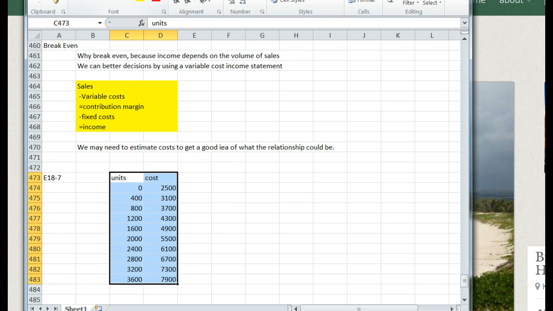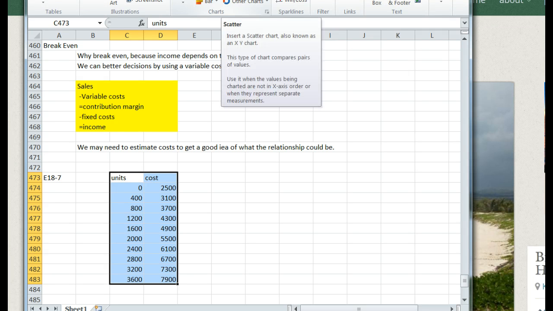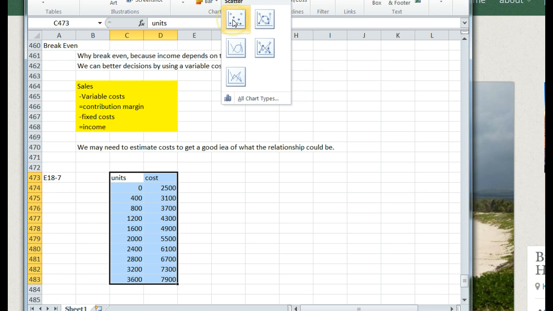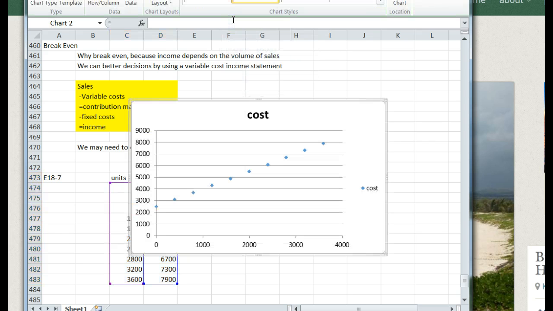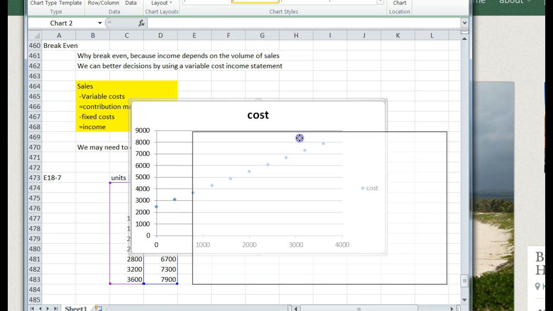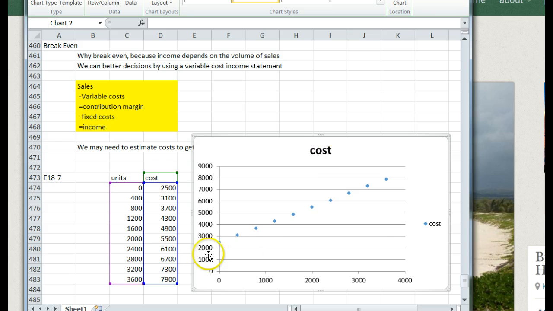Okay. So what I'm going to do is click Insert on my Excel tabs, and click Scatter Graph. I'm going to click on just the first one here. And it gives us a little scatter graph of the cost, and these costs are so even. This is totally unlike reality. Normally costs are going up and down and up and down.